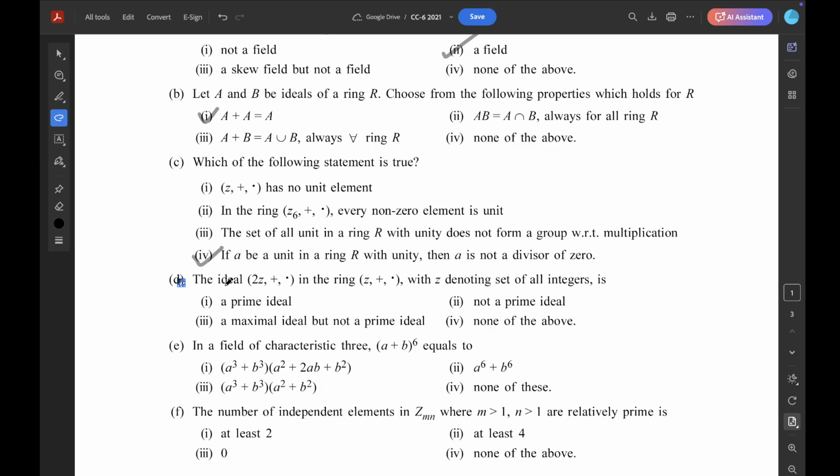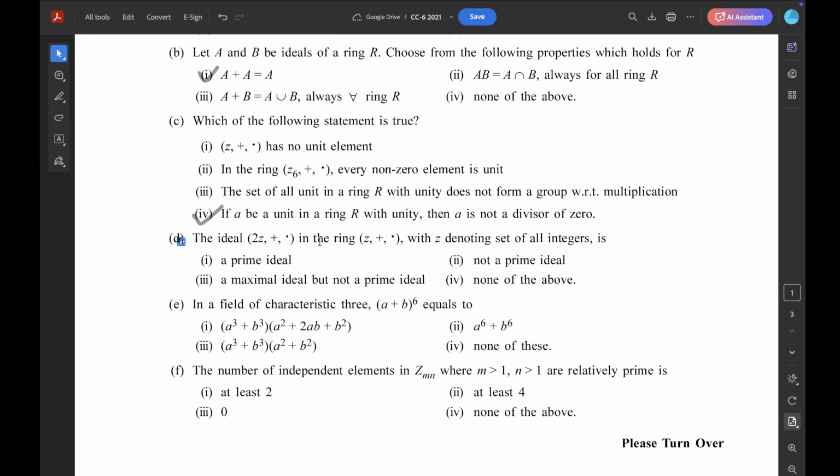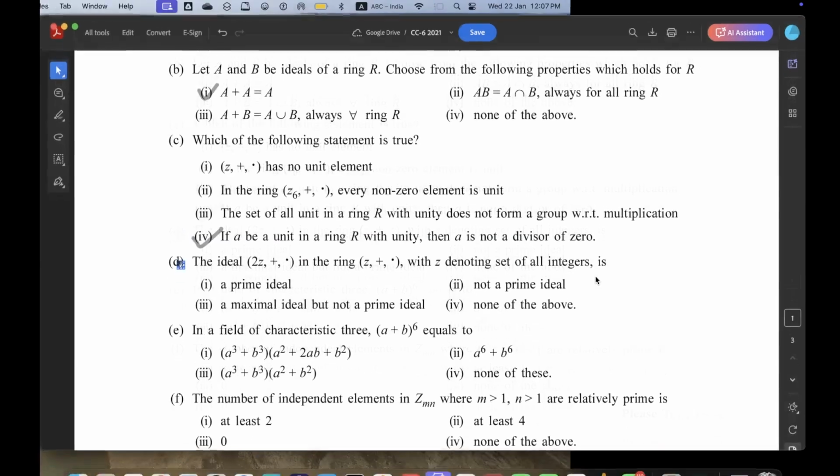Next question: the ideal 2Z, +, · in the ring Z, +, · with Z denoting the set of all integers. What is the correct option? Option 1: a prime ideal. Option 2: not a prime ideal. Option 3: a maximal ideal but not a prime ideal. Option 4: none of the above.